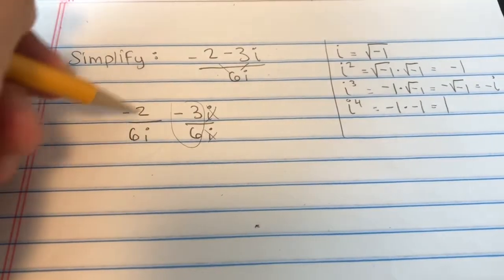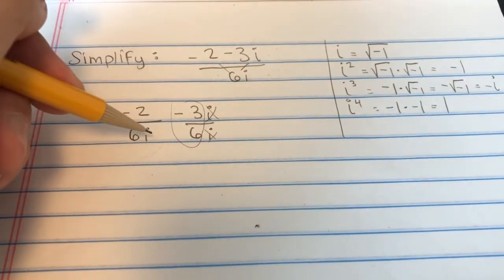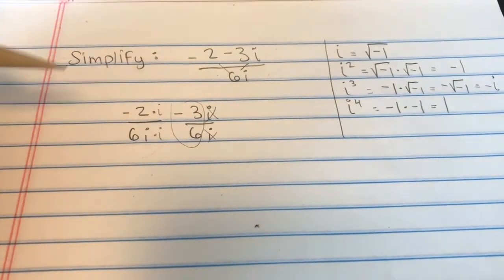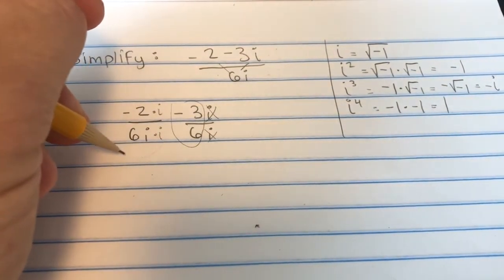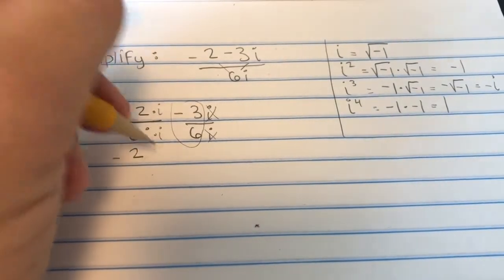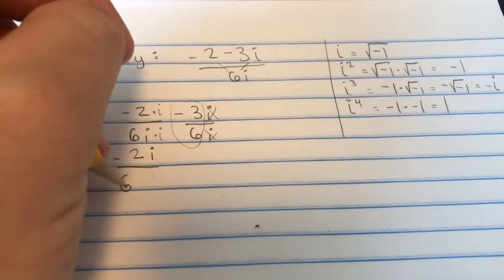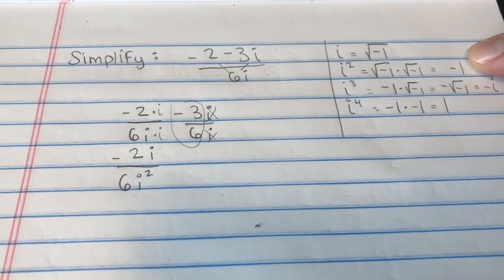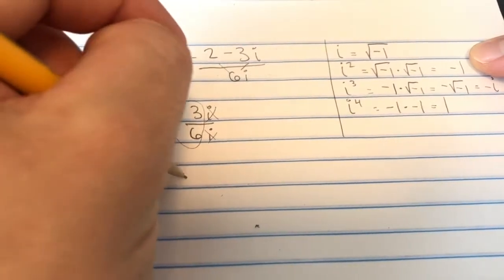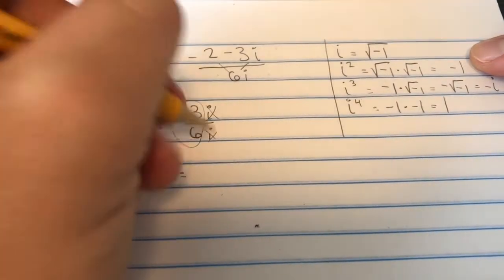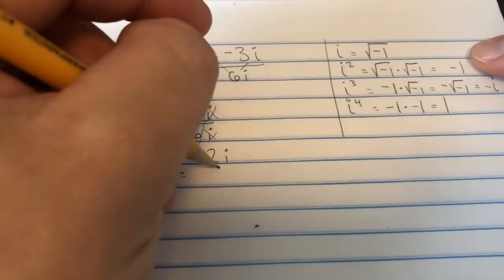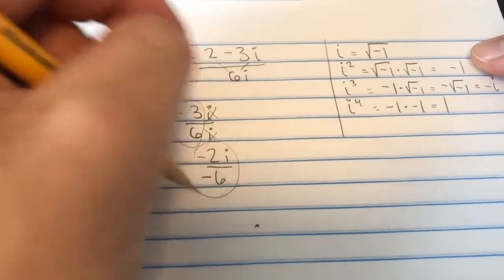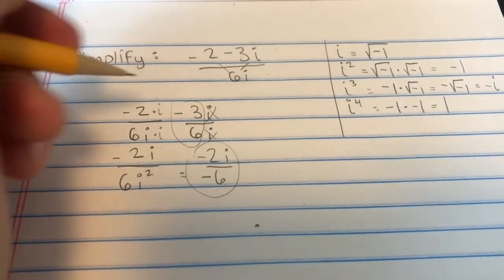And now this term has an i in the bottom, so that is where we multiply top and bottom times i. So I'm going to carry this down, so that'd be -2i over 6i squared. Well, what was i squared again? i squared is -1. So that ends up being -2i over 6 times -1 is -6. So these are our two terms, and they can be simplified.